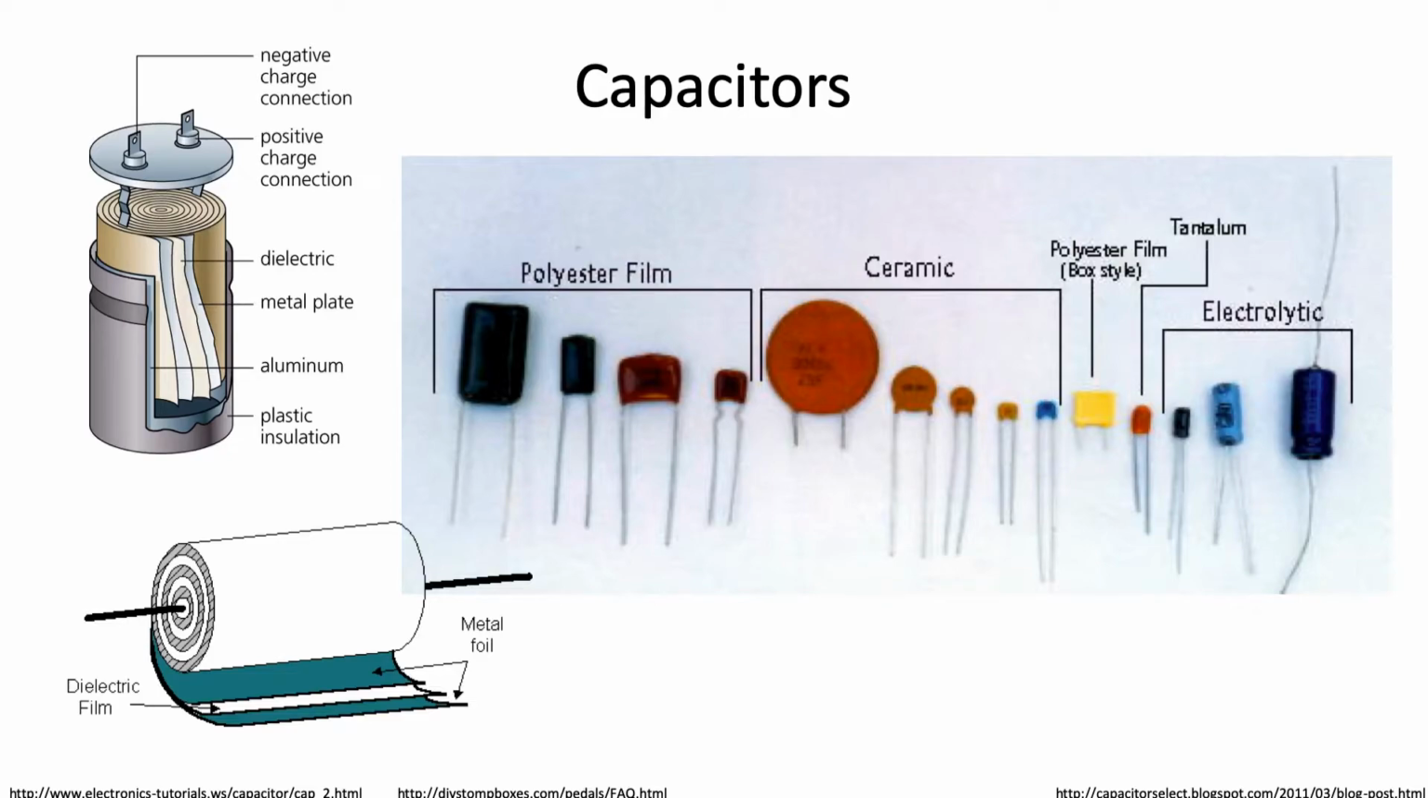To increase the surface area, the metal is rolled up such as that shown in the figures, and you can also see various types of capacitors based on the dielectric material used. These can be polyester, ceramic, or electrolytic, and the variation depends on the required application.